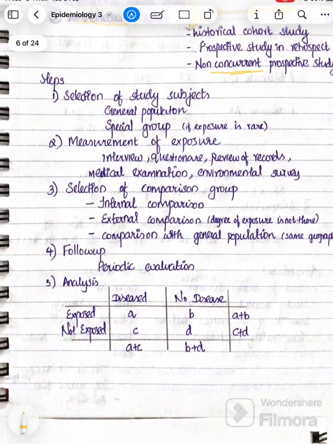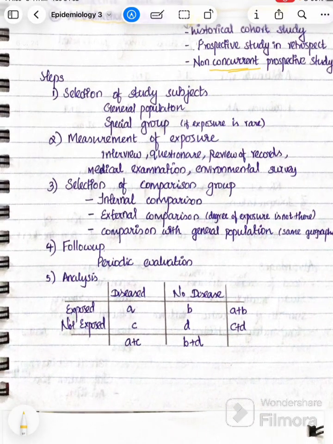Now the steps in the cohort study. First one, selection of study subjects. Study subjects can be the general population or a special group. Usually we use a special group if the exposure is rare, whoever got the exposure. Next step is measurement of exposure, through interview, questionnaire, review of records, medical examination, or environmental survey, asking about the risk factors of that particular disease. From the study population, we are going to select the control group, non-exposed.